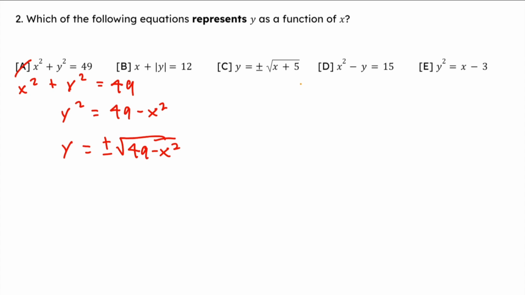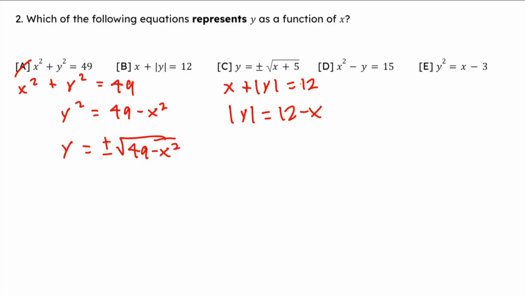Additionally, answer choice B, x plus the absolute value of y is equal to 12. To solve for y, we need to subtract x from both sides. Absolute value of y is equal to 12 minus x.